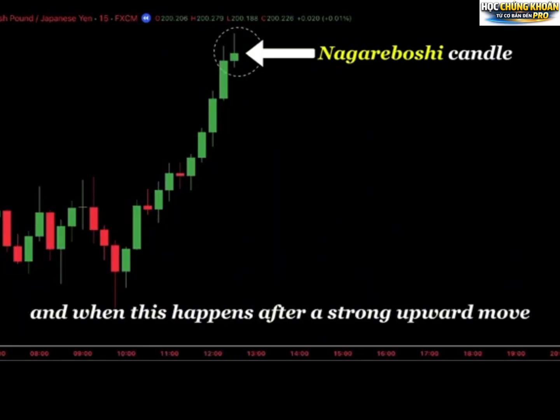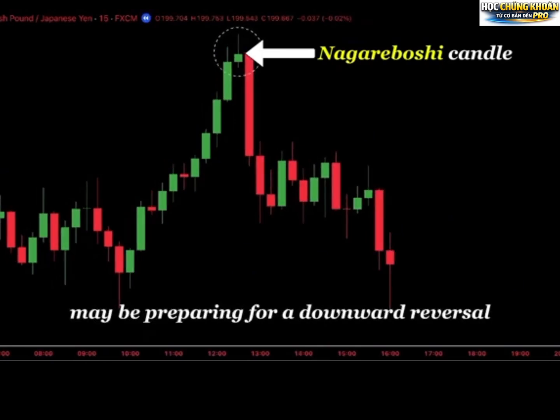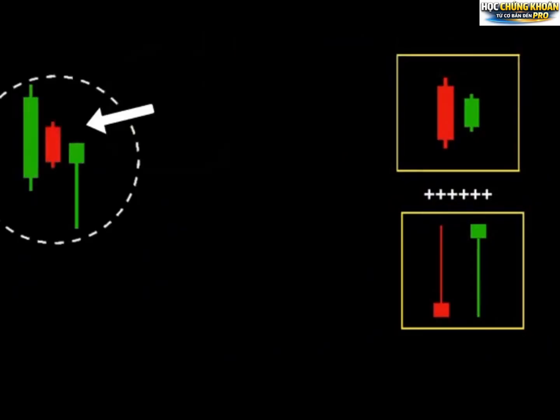And when this happens after a strong upward move, it often signals that the market may be preparing for a downward reversal. Now let's move to another powerful candlestick setup that combines the harami with the Tonkachi and the Nagaraboshi. This pattern is called the fakie setup.